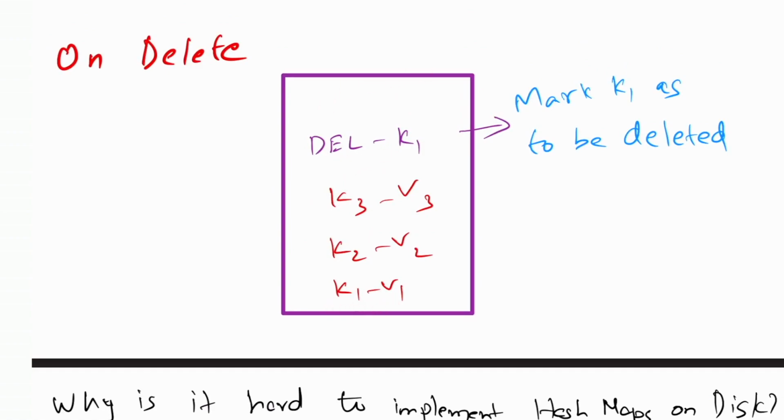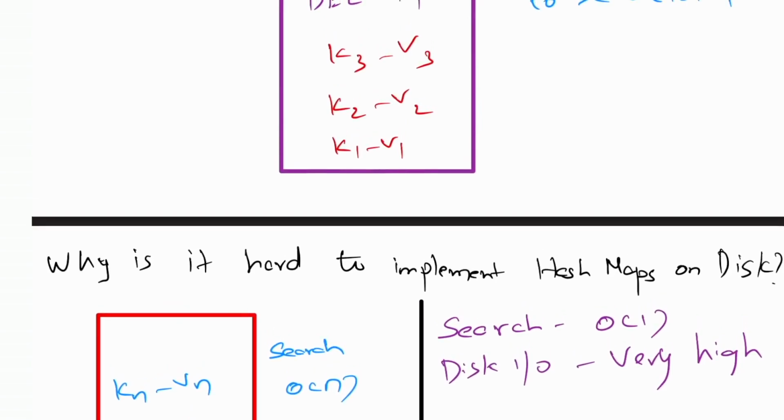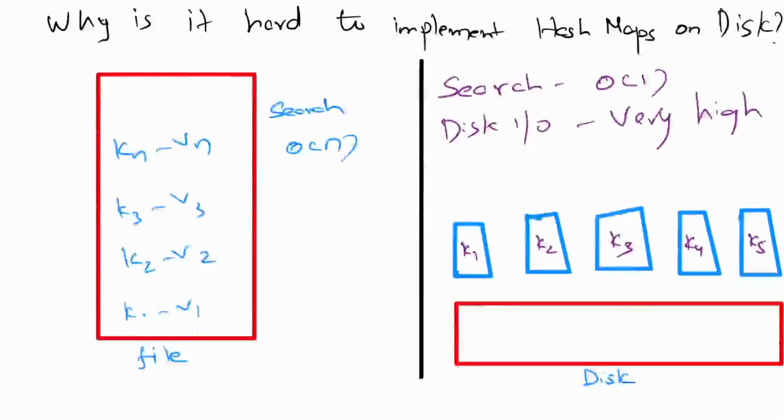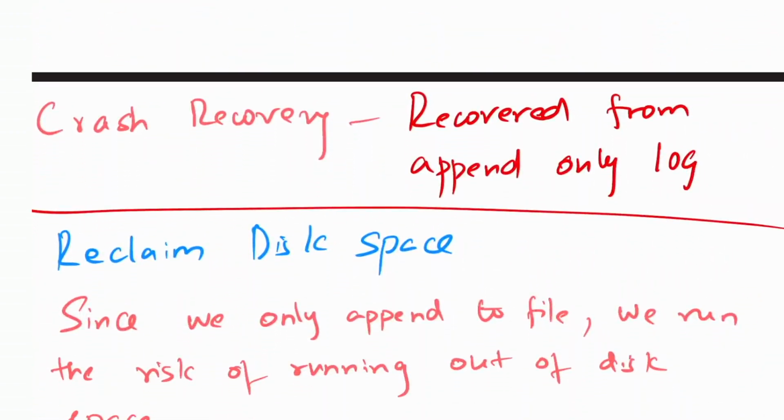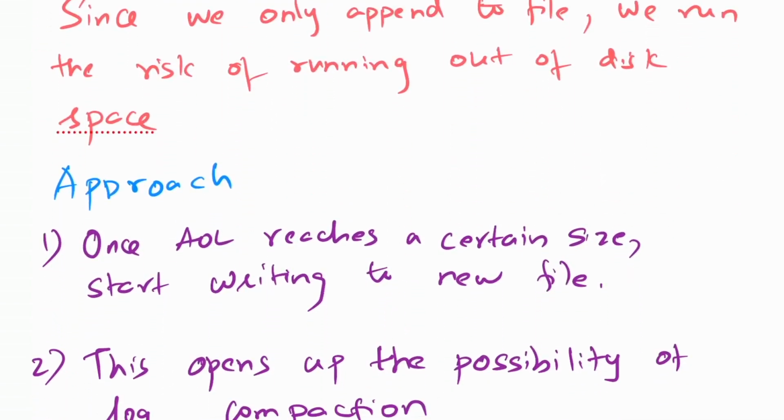Let's say now K1 V1 has been updated 10 times. You will actually have 10 entries of K1 V1. This is consuming disk space which is not required. That disk space can be used for storing something else, right? This will fill our disk space pretty fast. So how do we tackle this issue? One approach is, when the file where we're inserting reaches a certain size, we close that file and start writing onto a new file.